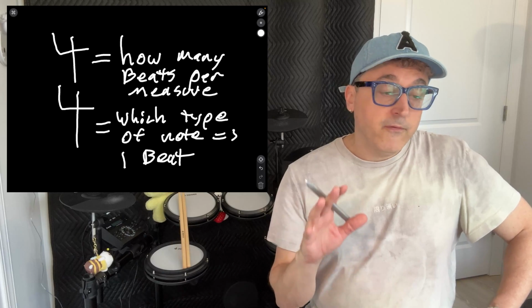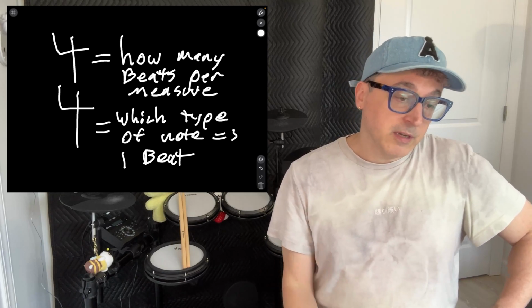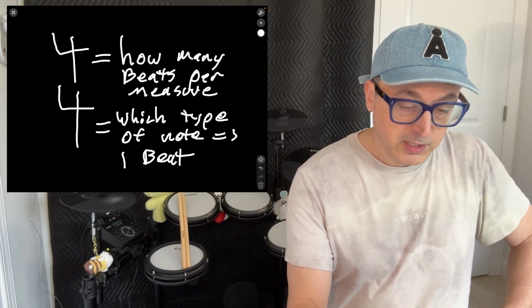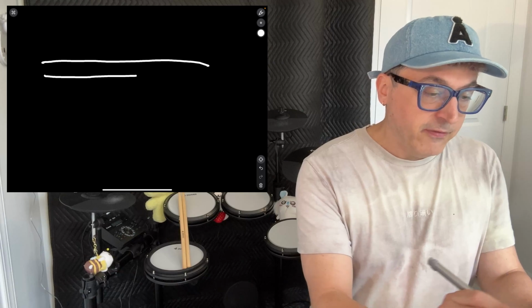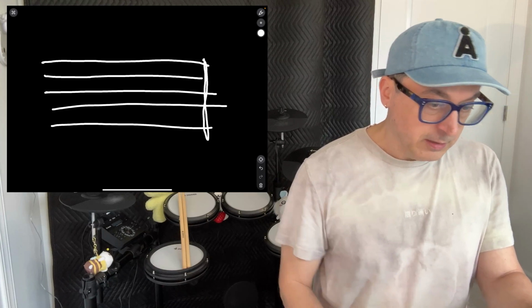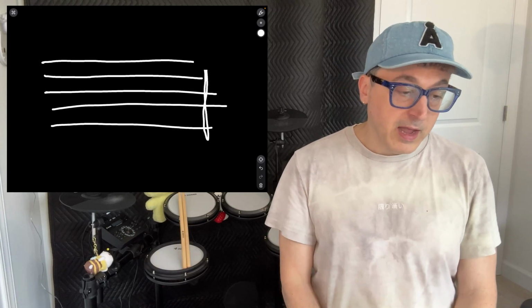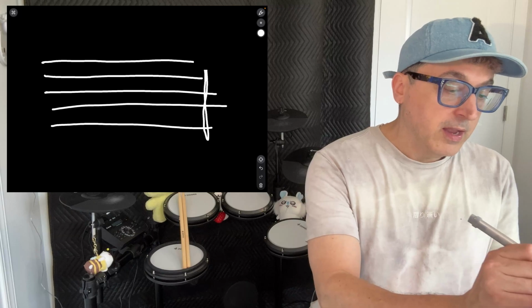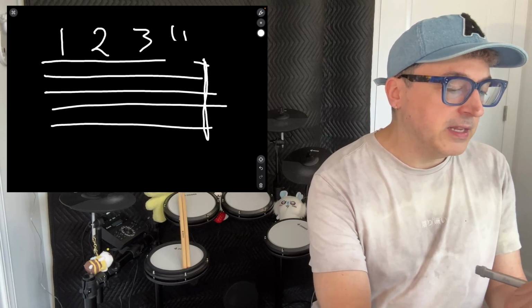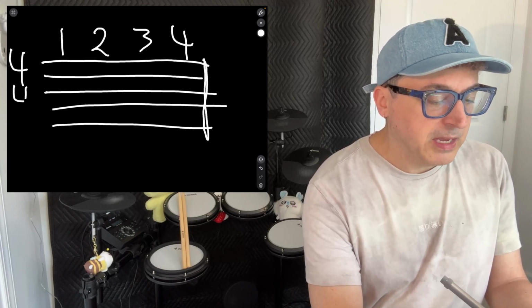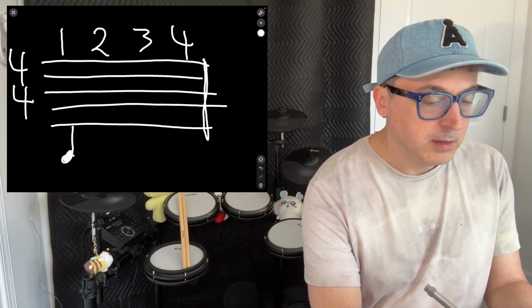So if we're talking about 4/4, like I said, the most common time signature, we have 4 beats in one measure. A measure being, I'm running out of space here. I really need a bigger whiteboard here. A measure being the staff, and then wherever it ends, if you see a vertical line, that's the end of our measure. So we know in this measure there's going to be 4 beats, and each one of those beats is considered a quarter note.